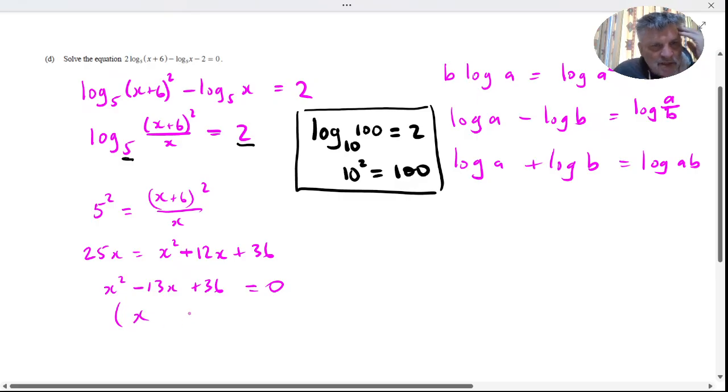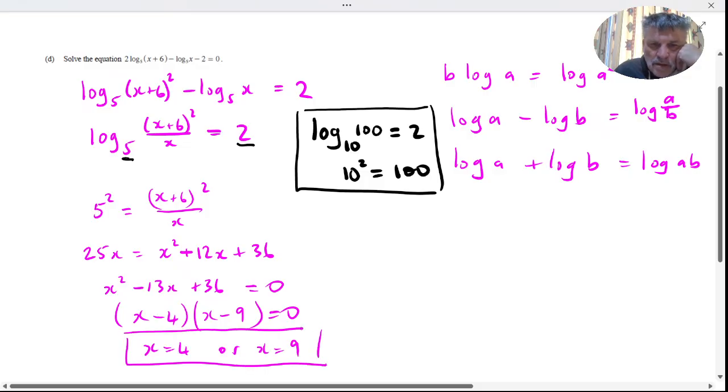That factorizes: 9 fours are 36, and 9 and 4 is 13. It's got a minus sign to get negative 13, equals 0, so we have x equals 4, or x equals 9. And I think we're done. Solve that equation. So there's 2 solutions.